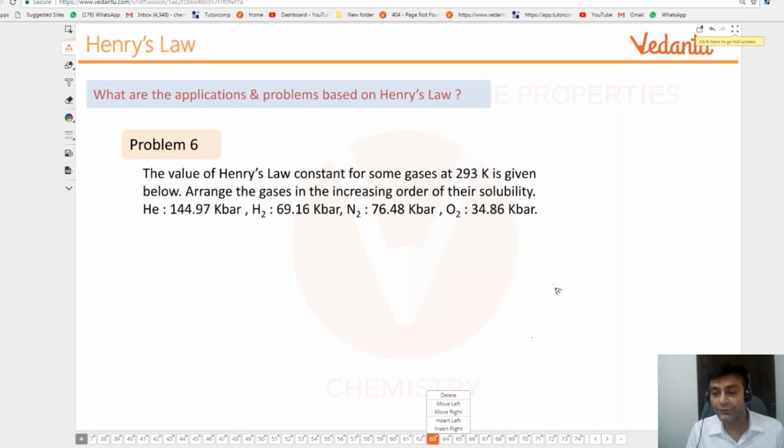Increasing order of their solubility. It means from lower solubility to the higher solubility. Increasing order. I don't want only one value. 1, 3. Okay, good. Yes, which concept are you applying?